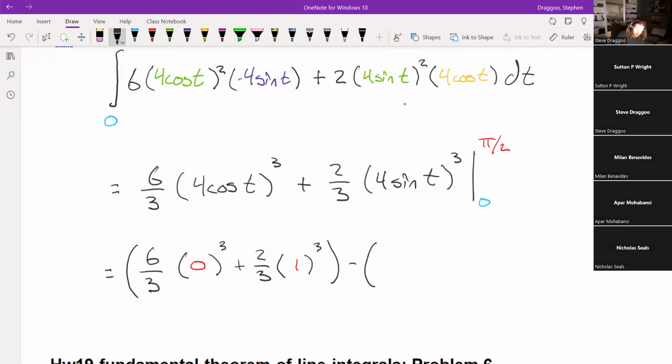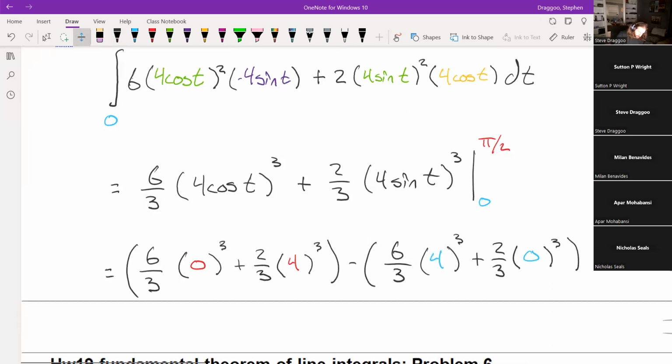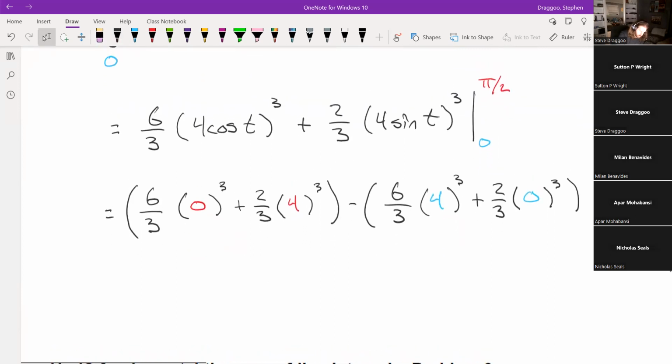Minus, subtracting from that, 6 over 3. Wait a second. That's not 1, that's 4. Sine of pi over 2 is 1. But then it's sine times 4. Then I've got 6/3 times 4 cubed, since cosine of 0 is 1. So 4 cosine 0 is 4. Plus 2/3 times 0 cubed, since sine of 0 is 0. Make myself a little bit more space.